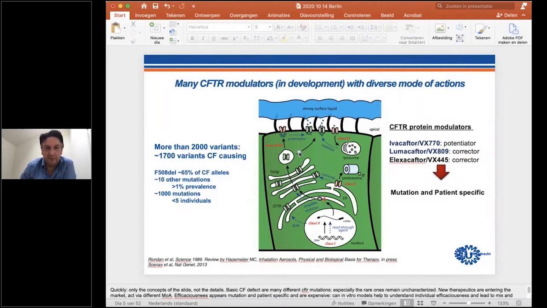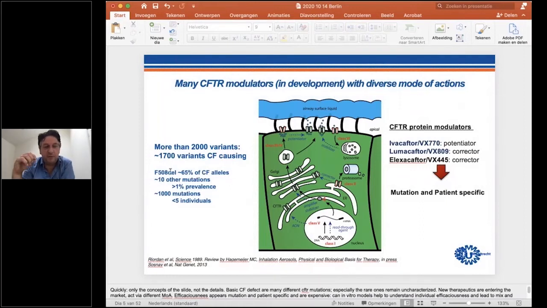What you see here is a pretty complex cartoon. Normally CFTR would be present here at the cell surface, where it leads to secretion of ions such as chloride. But there are a lot of mutations in CFTR. There are over 2,000 variants known, and about 1,700 of these variants are estimated to be CF causing. Although this is a really large number, the majority of alleles carry F508del.